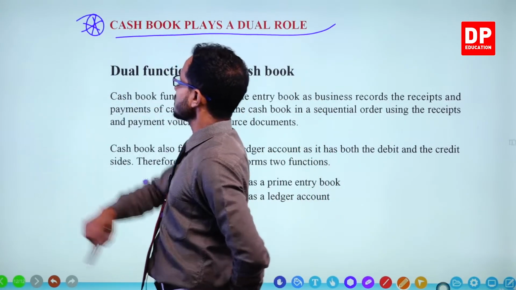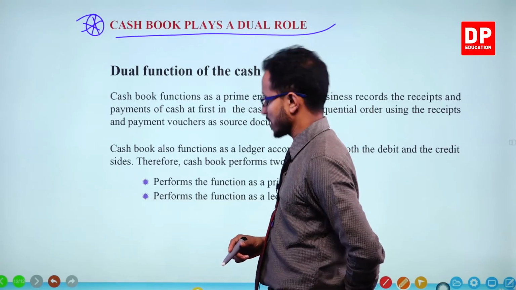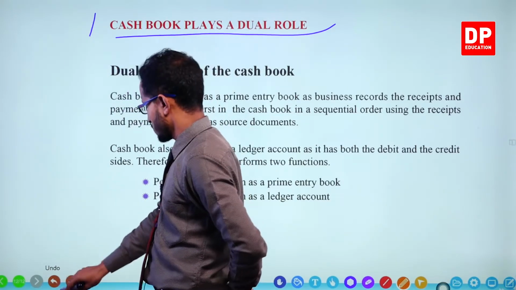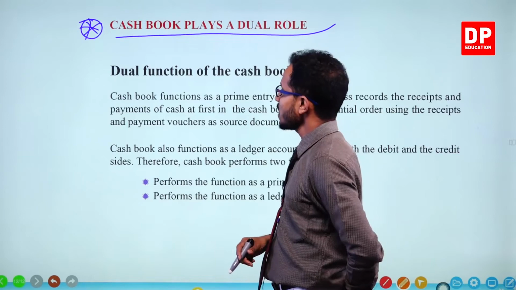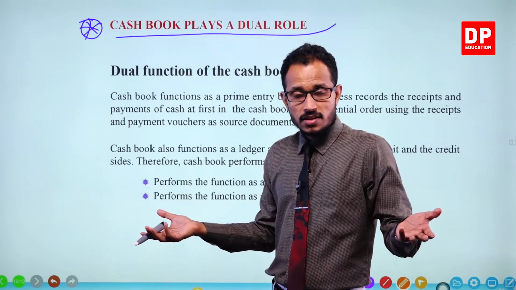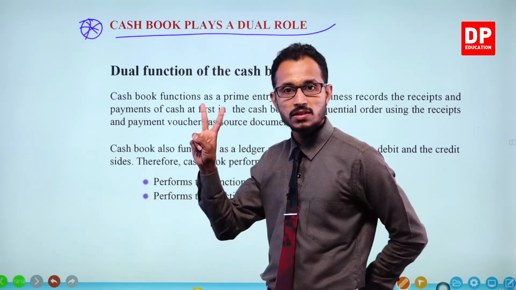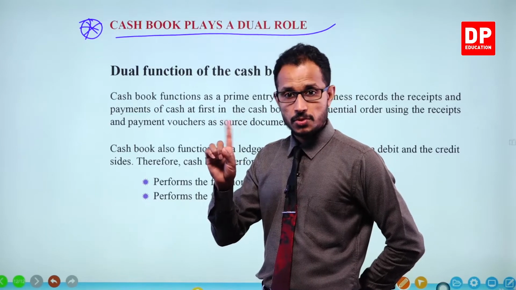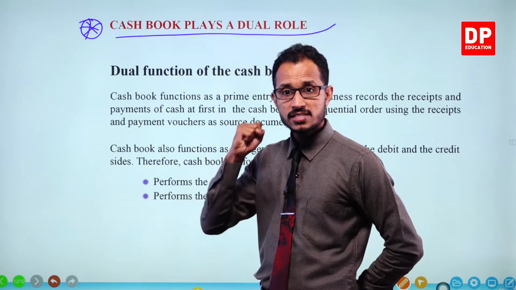Children, the cash book plays a dual role. What does it mean, dual? Children, it means the cash book is not only a prime entry book. No. It is not only a prime entry book. It has a dual role.